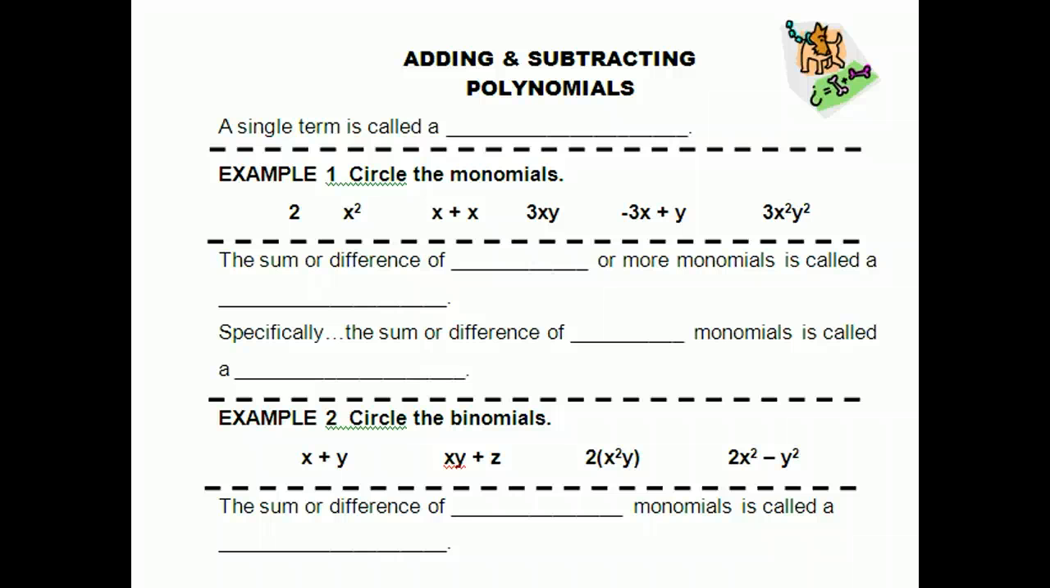Okay, kids, we're going to start a new unit here on polynomials and factoring, and we're going to start by adding and subtracting polynomials. Okay, so a single term is called a monomial.